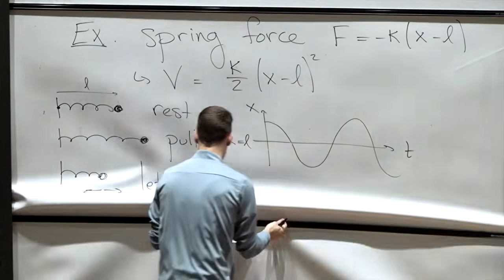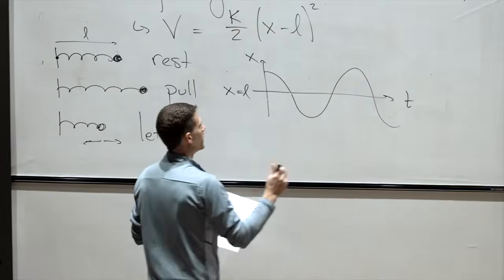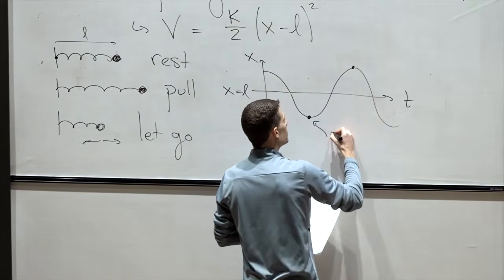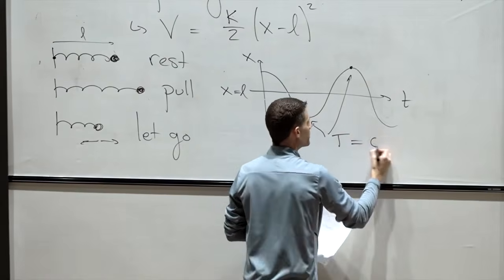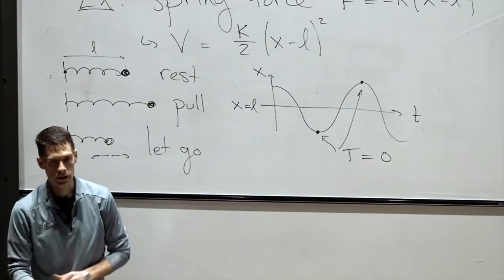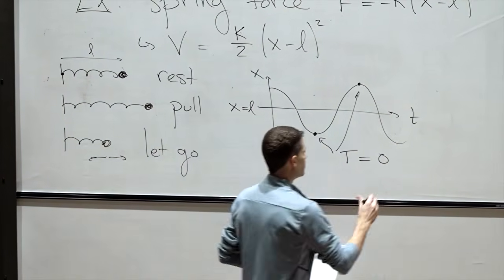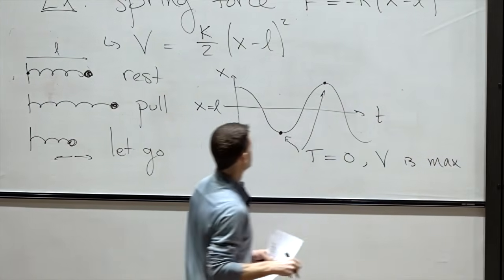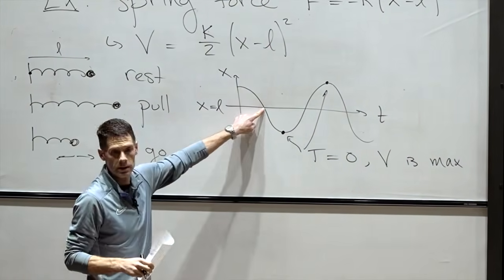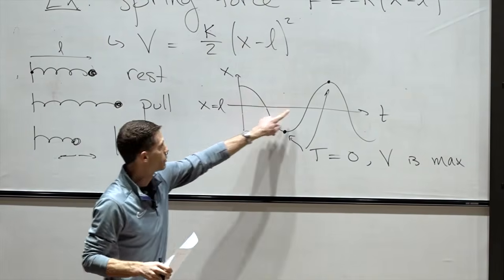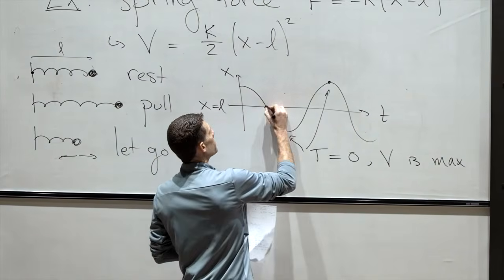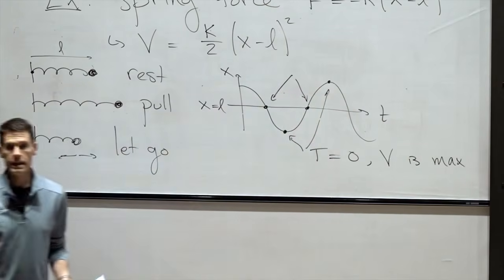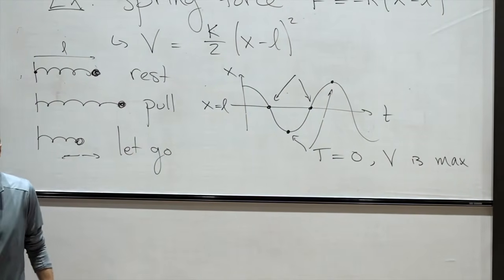Okay? So we want to label these points. At these points here, we have T is 0. T is our kinetic energy, and V is max. And likewise, I don't have to do any calculation at these points. V is 0, and therefore T must be max.